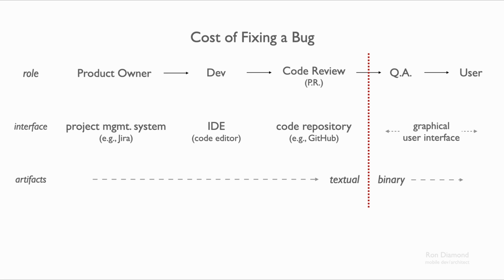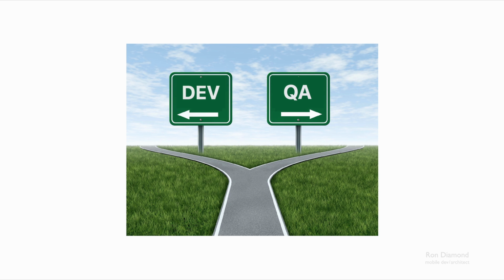Now, we also said that testing is typically bifurcated. So let's look at how QA approaches QA.